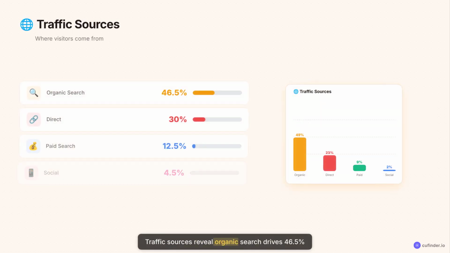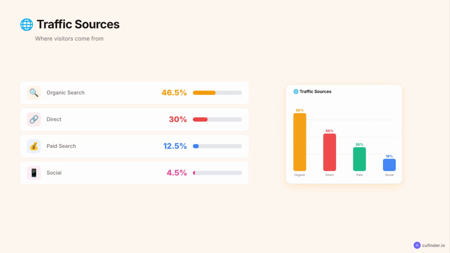Traffic sources reveal organic search drives 46.5% of all traffic. Direct traffic accounts for 30%. Paid search brings 12.5% and social contributes 4.5%.